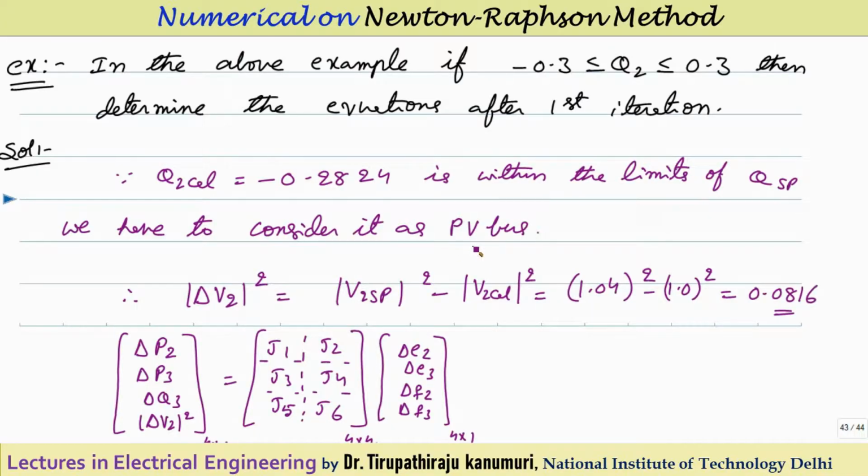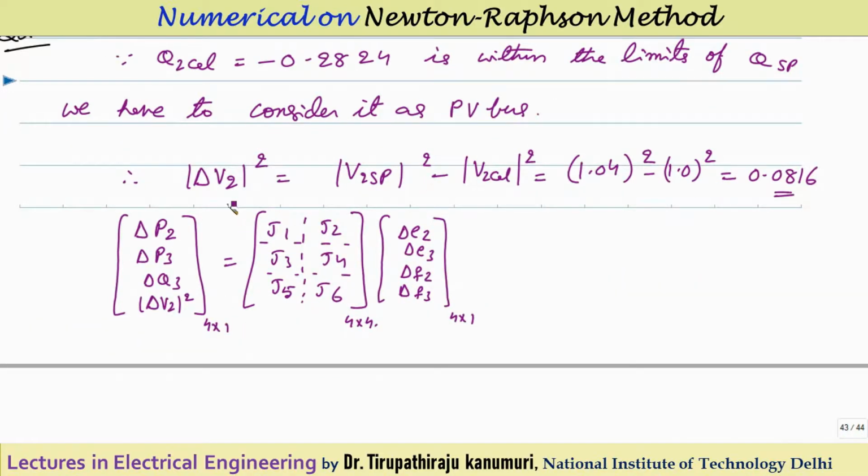So for the case of a PV bus, what happens? Delta Q will not be there. We have to calculate delta V2 square. You can see here this matrix will change like this: delta P2, delta P3, delta Q3. Whatever elements are here will be the same for P2, P3 and Q3. But whichever elements correspond to Q2 will now be replaced with delta V2 square. Delta V2 we take in the end.